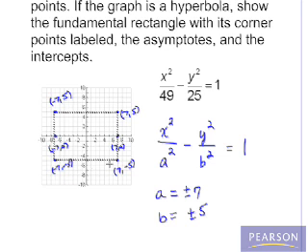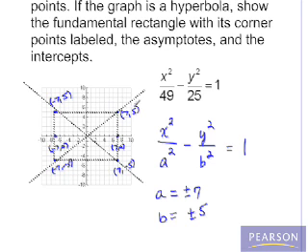And now if we connect the corners of our fundamental rectangle with a diagonal, we now have the asymptotes that our hyperbola must abide by. Like that. And now we simply pencil in where this hyperbola will lie.